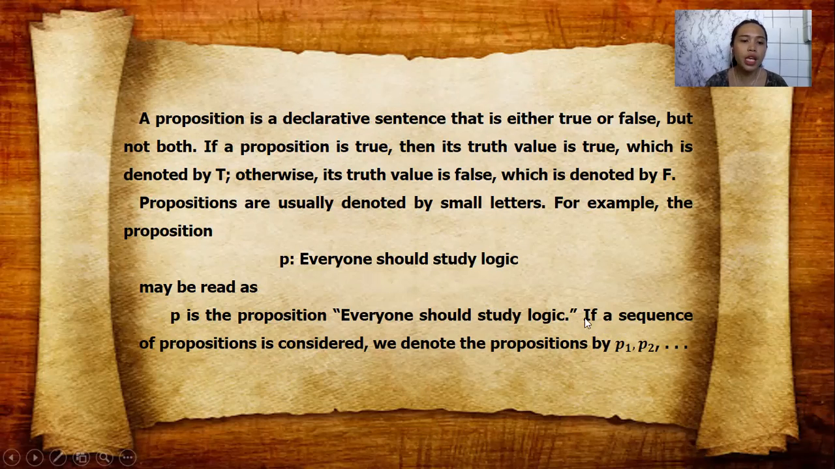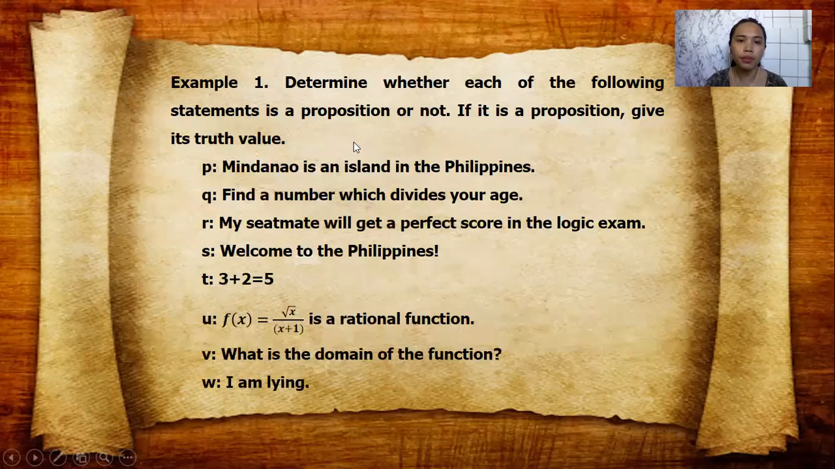Okay, so if a sequence of propositions is considered, so when there is a series or sequence of statements, we denote those propositions by P sub 1, P sub 2, P sub 3, P sub 4, P sub 5, and so on and so forth. Okay, so let's have an example. Now, let us determine whether each of the following statements is a proposition or not. If it is a proposition, let us give its truth value.